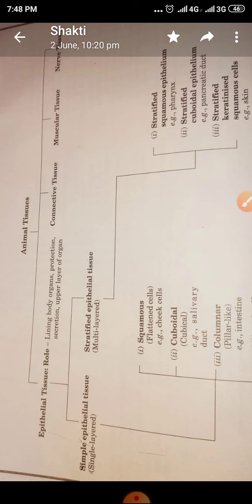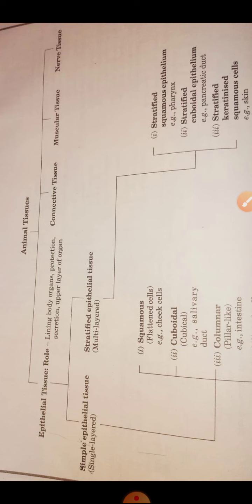It is found in the ducts of glands, such as the salivary gland, pancreatic gland, mammary gland, etc. Whereas squamous epithelium is found on the covering of cheek cells, skin, etc. Then columnar epithelium has a pillar-like structure, and that is found in the alimentary canal, our intestine, etc.